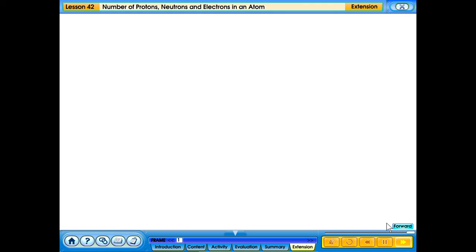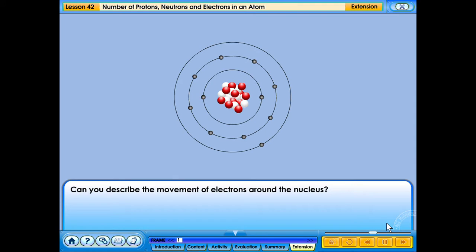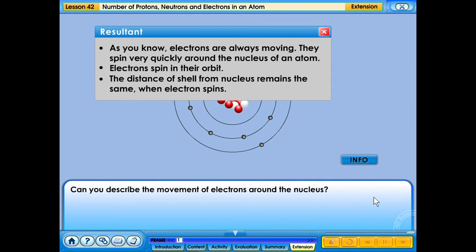Can you describe the movement of electrons around the nucleus? As you know, electrons are always moving. They spin very quickly around the nucleus of an atom. Electrons spin in their orbit. The distance of shell from nucleus remains the same when electron spins.